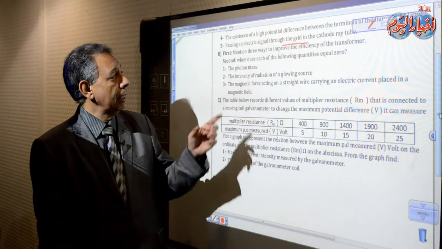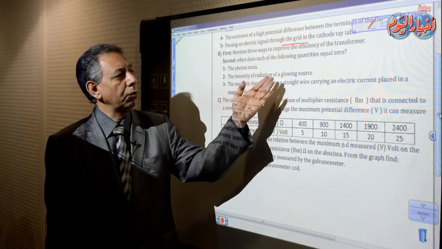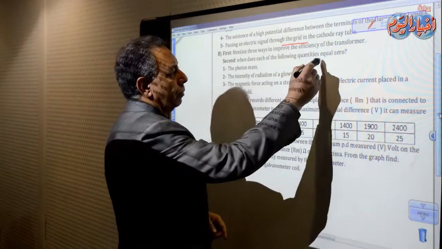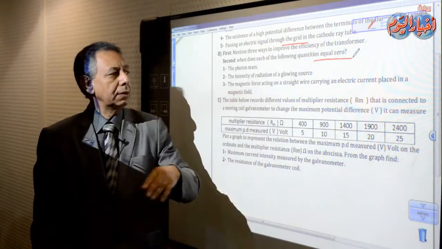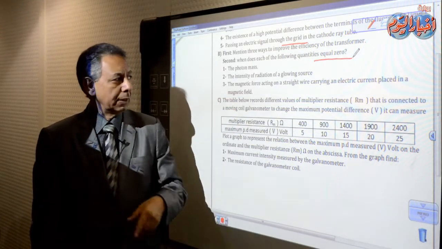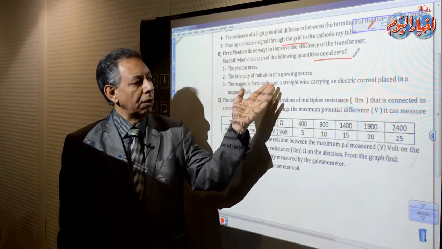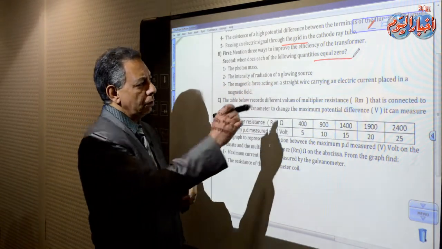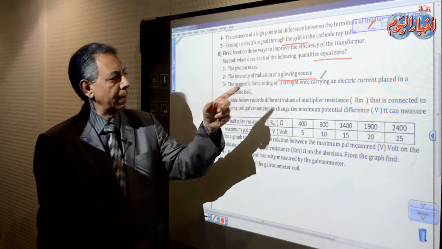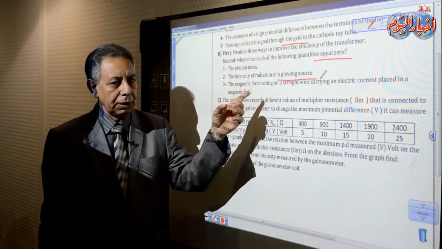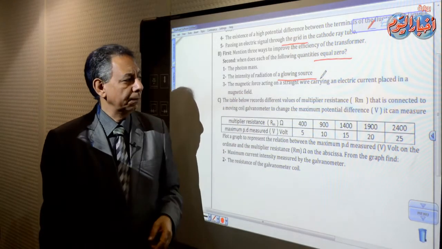The next part in the fifth question: when does each of the following quantities equal 0? The photon mass, yes, right. The photon mass becomes 0 at rest, when the photon is at rest. The second part, the intensity of radiation of a glowing source. Glowing source, that's Planck's distribution. And the intensity of radiation becomes 0 at very short wavelength or very long wavelength.